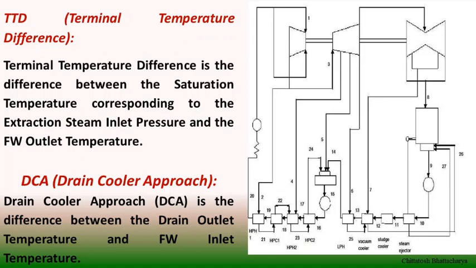Now another important parameter is drain cooler approach temperature. It is the difference between the drain outlet temperature and feed water inlet temperature. This shows how quickly the heat will be approached and how much the heater condensate level will go high. So these two parameters are utilized to assess the performance of the heaters.